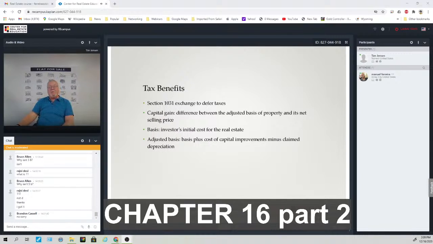Benefits for investment properties. Number one would be the 1031 exchange that is used to defer your capital gains taxes. Many people have never heard of this. Some people have a misconception of what a 1031 exchange is, so I'm going to be talking about that now. So, 1031 exchange, what is it?